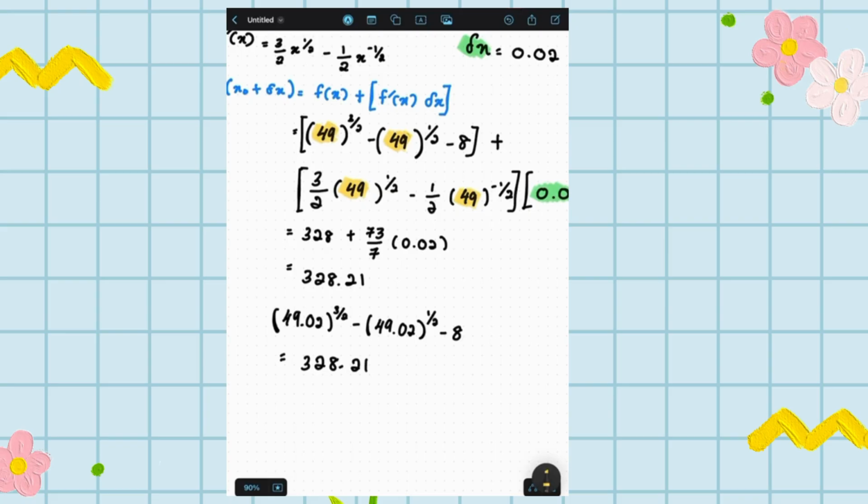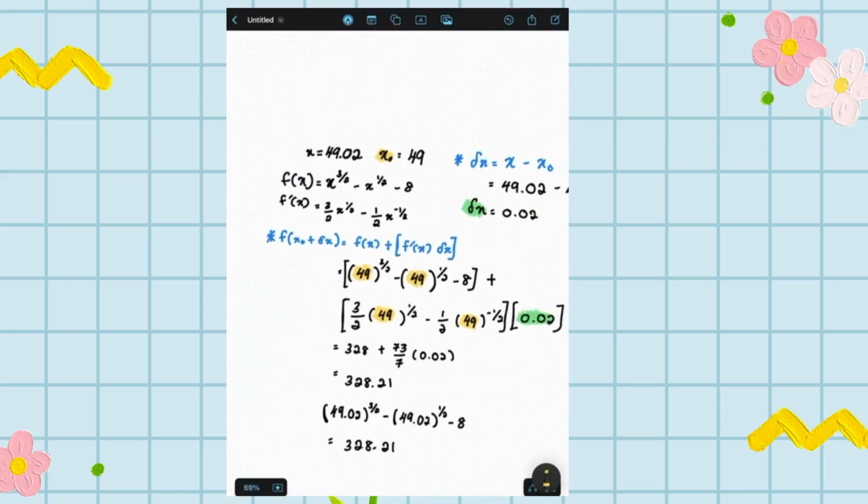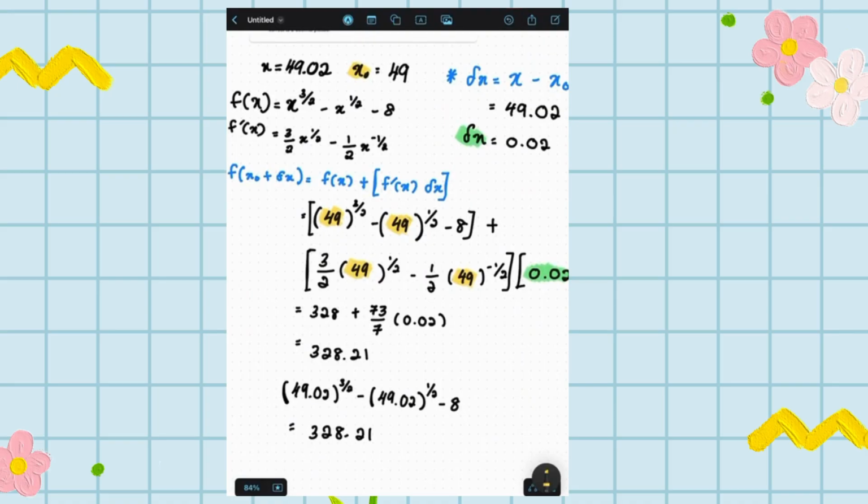To determine whether our answer is correct or not, we calculate again our question, that is 49.02^(3/2) minus 49.02^(1/2) minus 8. We get the exactly same answer, which is 328.29. And our solution for this question is correct, because we got the same answer.